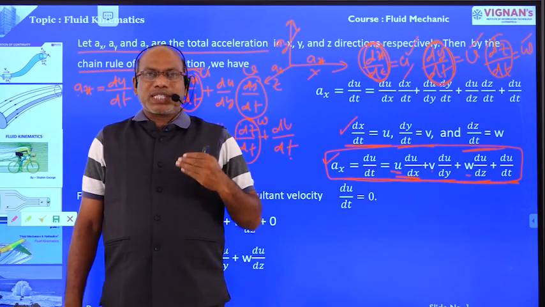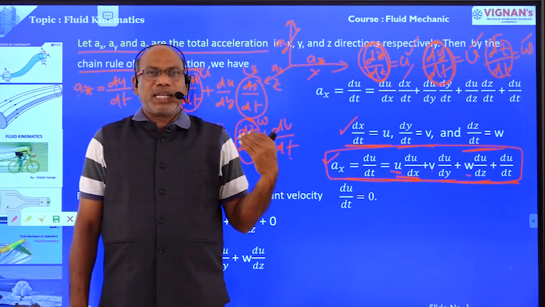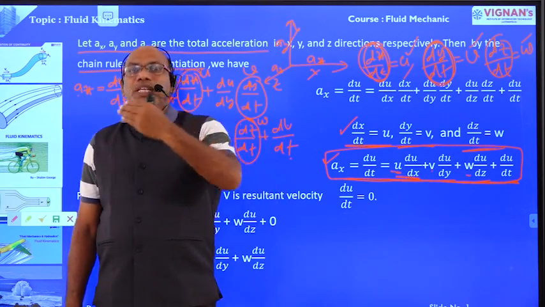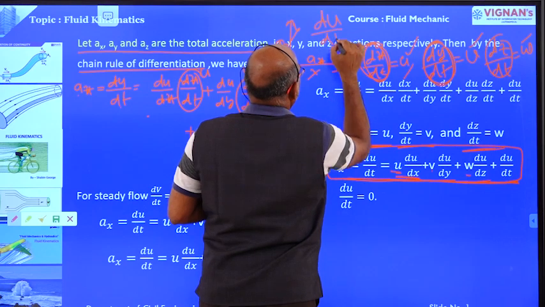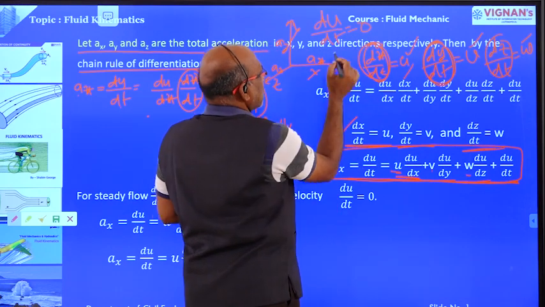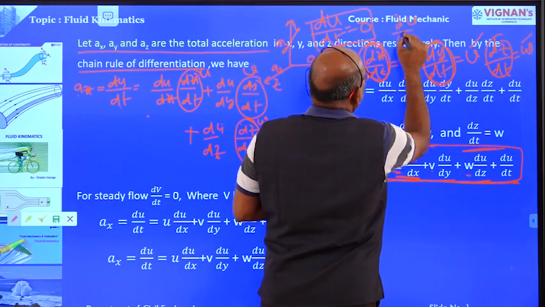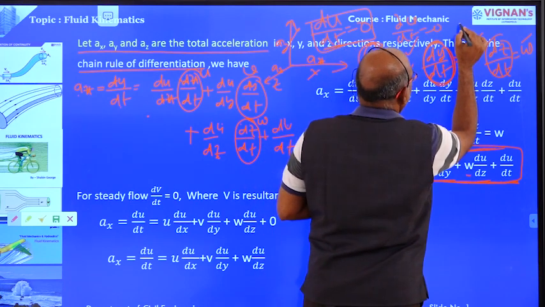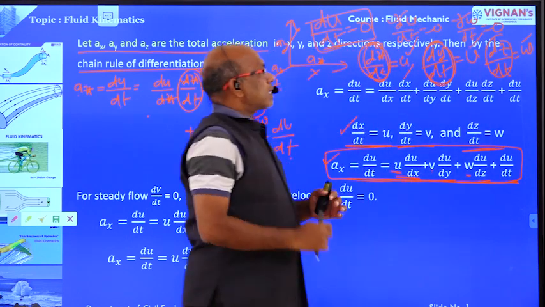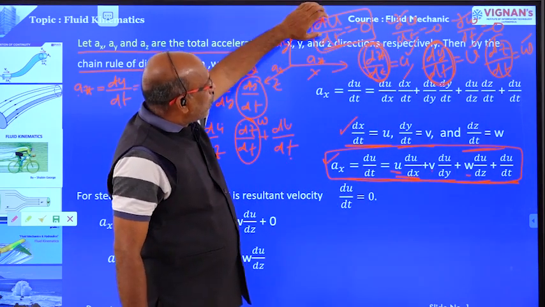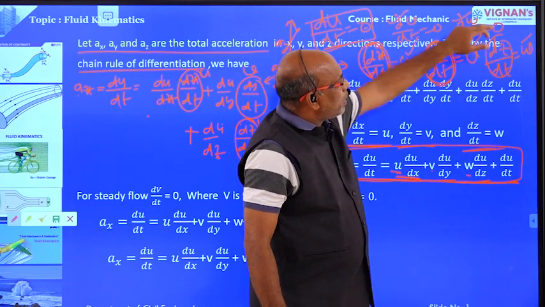Now steady flow states that the flow characteristics, velocity, pressure, density, here we are going to take the velocity, do not change with respect to time. That means du by dt is equal to 0. Velocity does not change with respect to time in case of steady flow, so dv by dt is equal to 0, and also dw by dt is 0. These are based on the steady flow definition: du by dt is 0, dv by dt is 0, and dw by dt is 0.